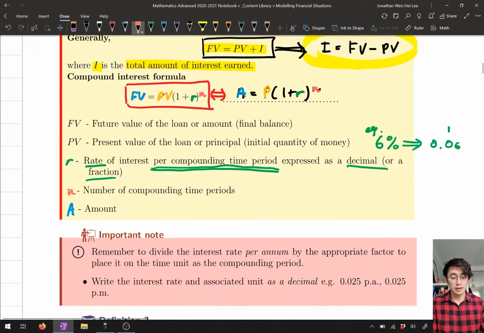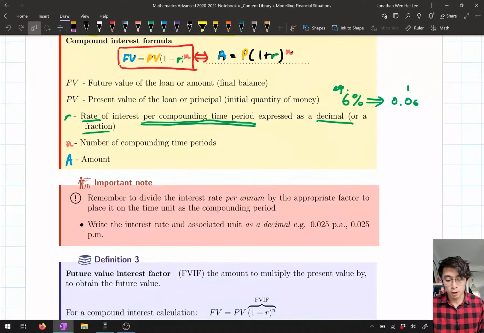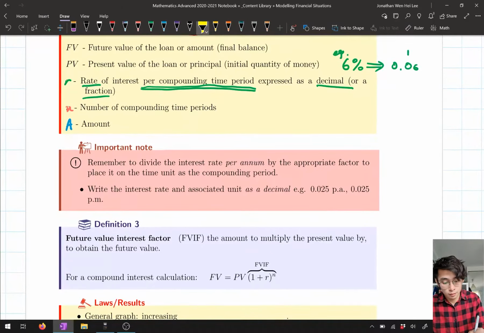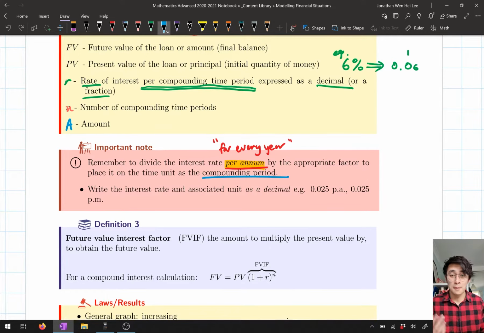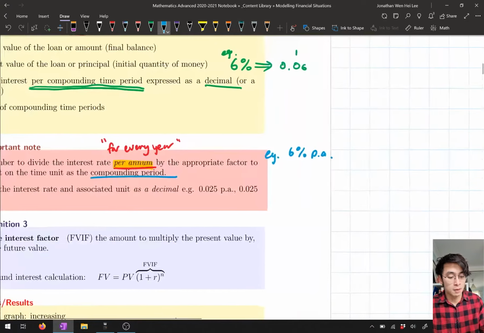If you have a look underneath, I've already highlighted a few of these notes. Important note: remember to divide the interest per annum, so per annum just means for every year, by the appropriate factor to place it on the time unit as the compounding period. This is where we need to read the question carefully. They might say, for example, 6% per annum compounded monthly.